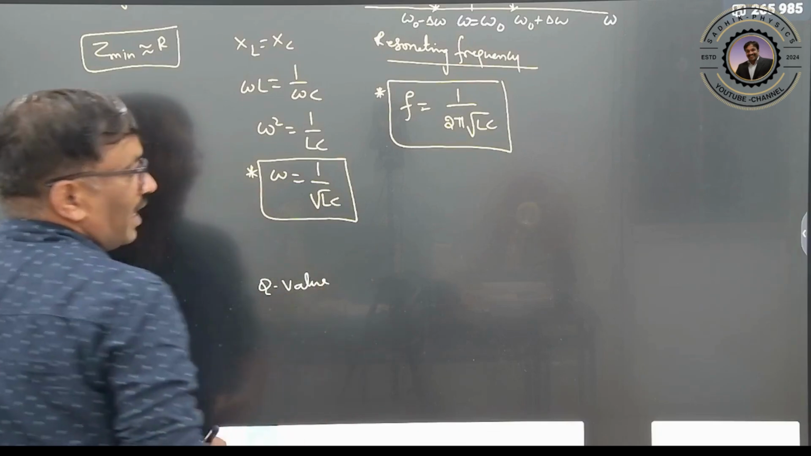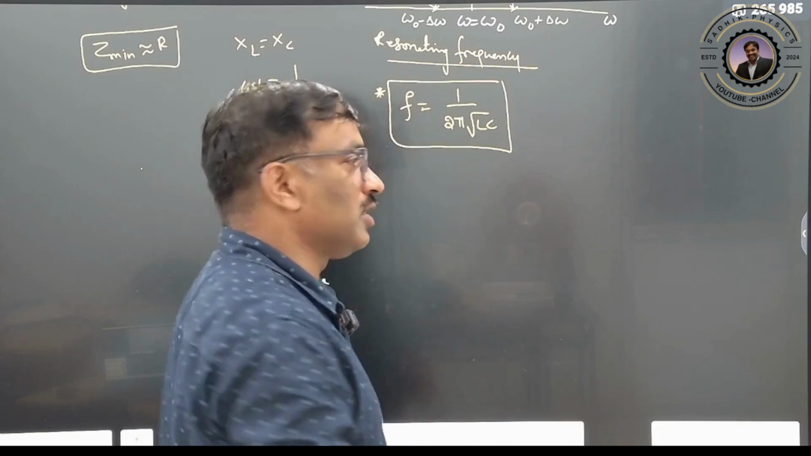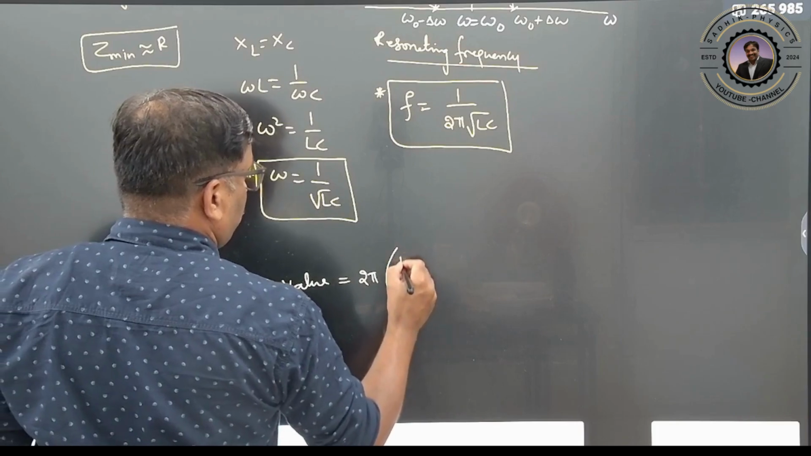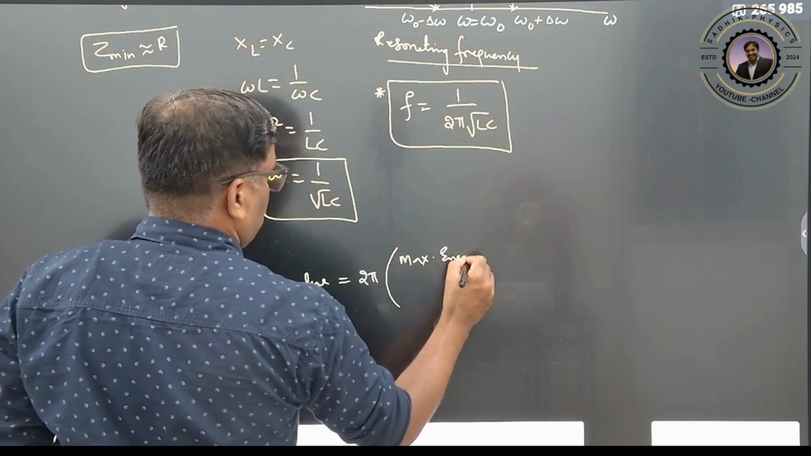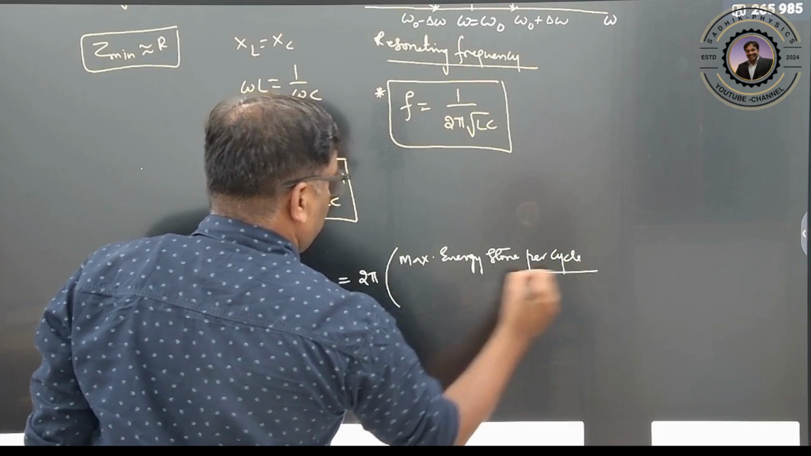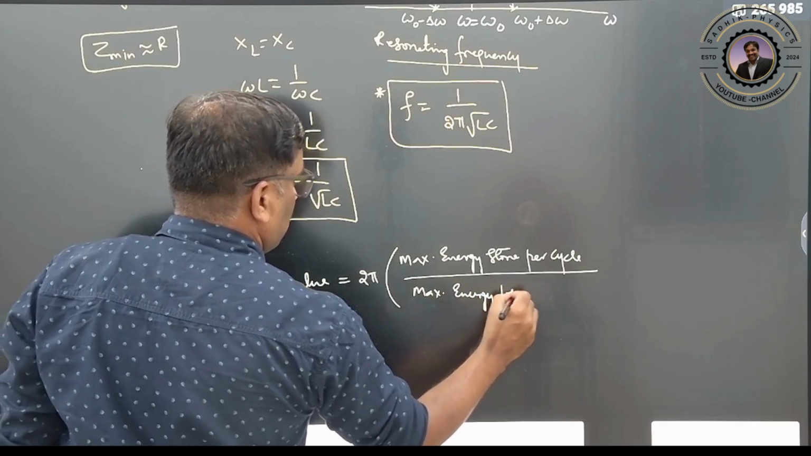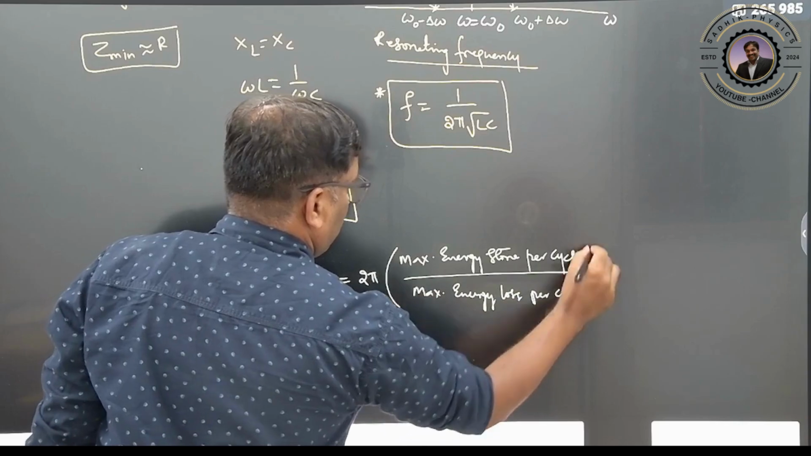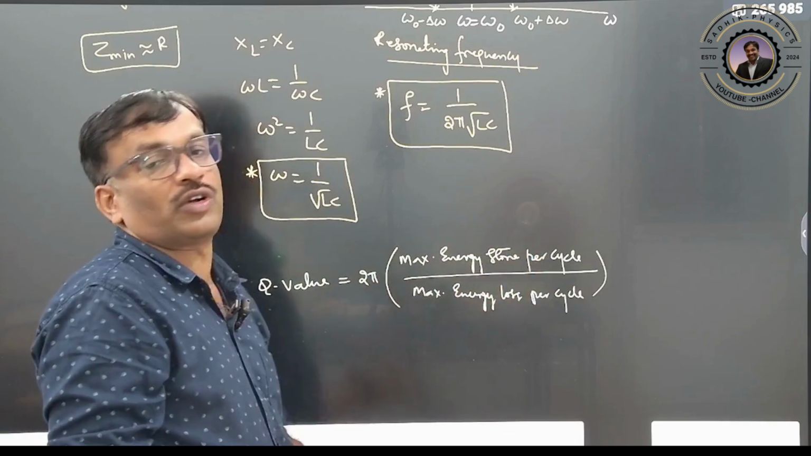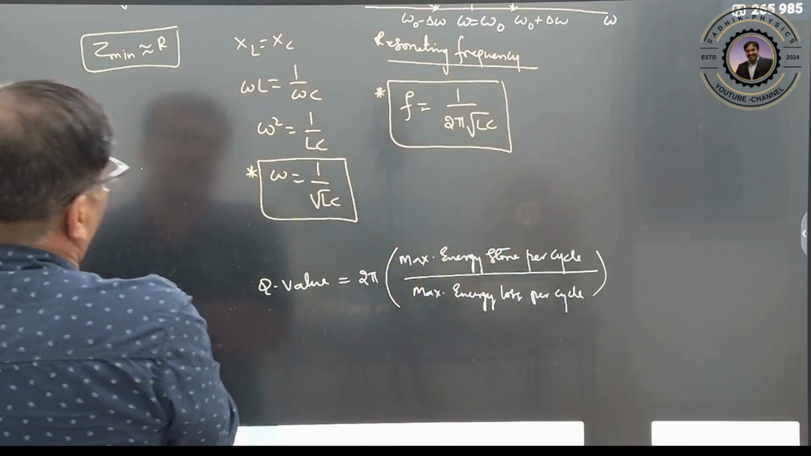So this Q value tells how much energy is stored in the capacitor relative to how much energy is lost. This Q value can be written as 2 pi into the maximum energy stored per cycle by the maximum energy loss per cycle. That means it should store more energy and lose less energy. If the Q value is larger, it is said to be a good resonating circuit.